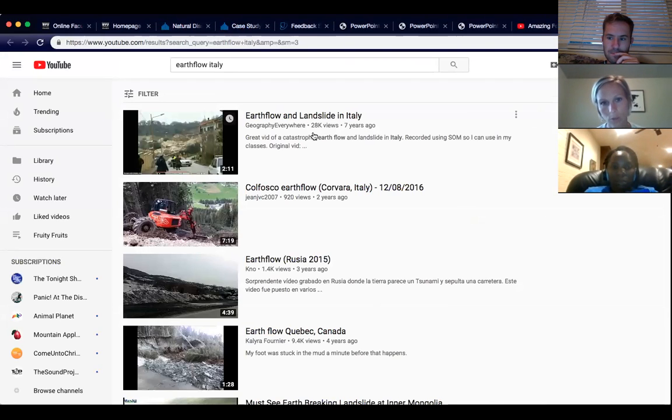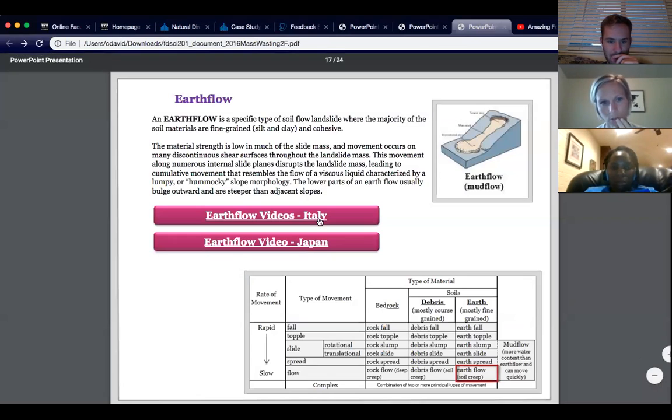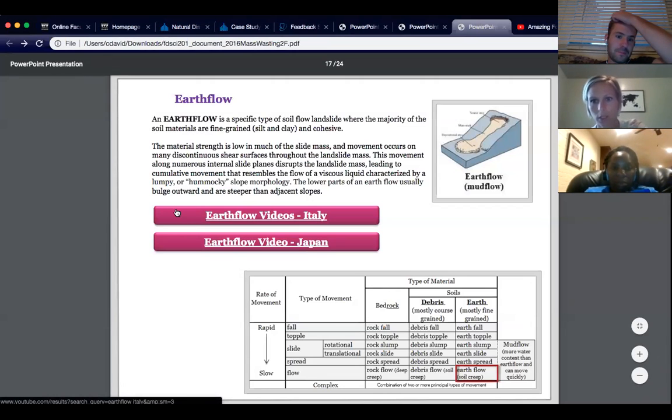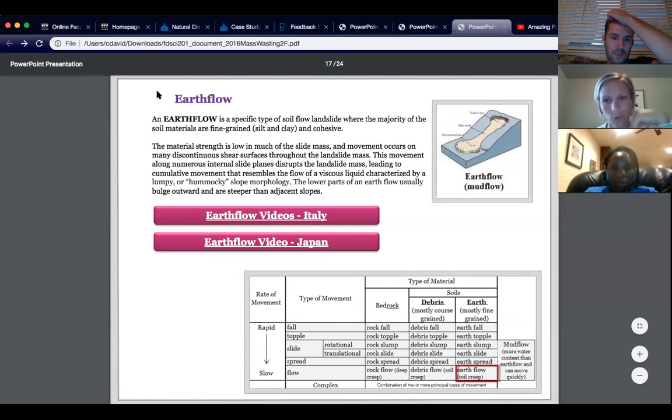So that said mud flow under, is it the same thing? Earth flow and mud flow? They can be pretty similar. Let me go back here. You see that up in the corner? It says earth flow and mud flow under the picture. They're pretty similar.